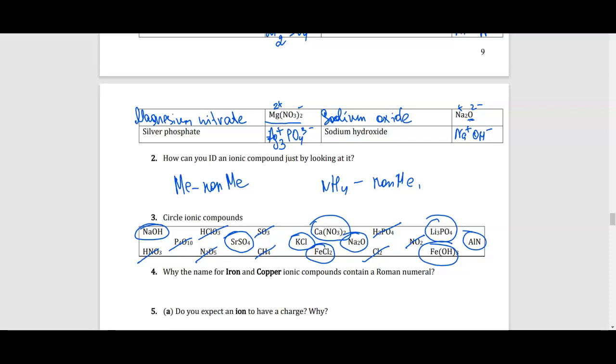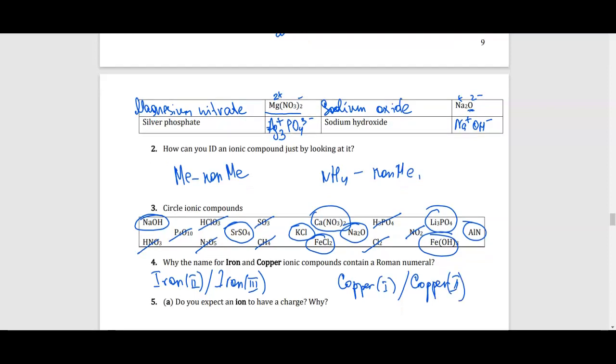Why do the names for iron and copper ionic compounds contain a Roman numeral? Because they have various charges. So for iron, it can be iron 2 or iron 3. Or for copper, it can be copper 1 or copper 2.